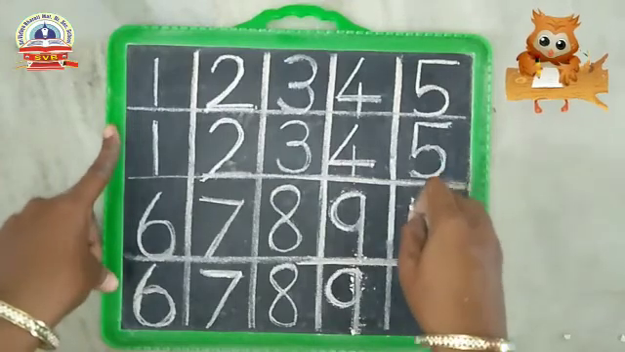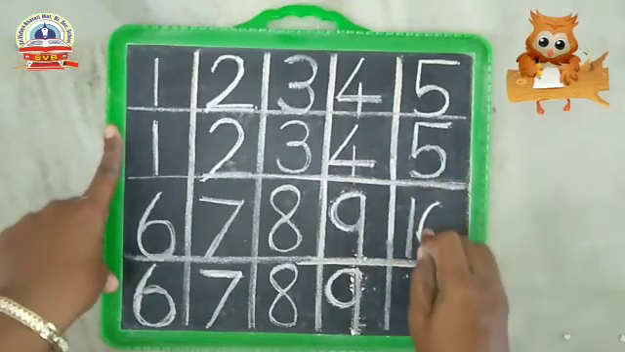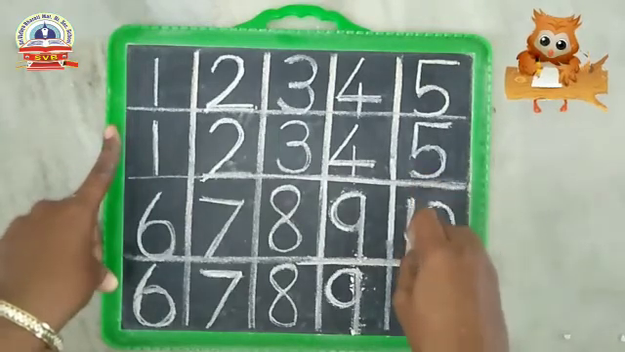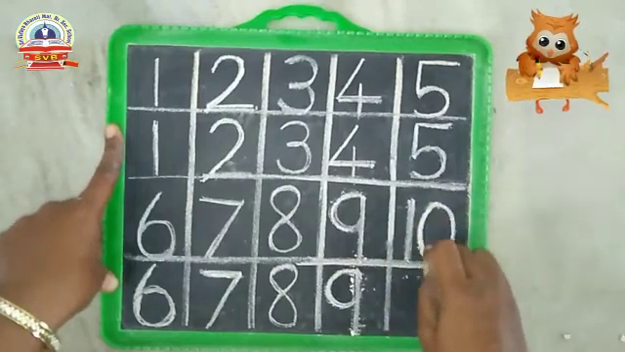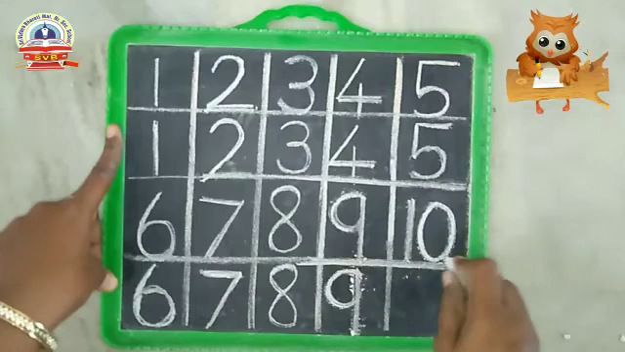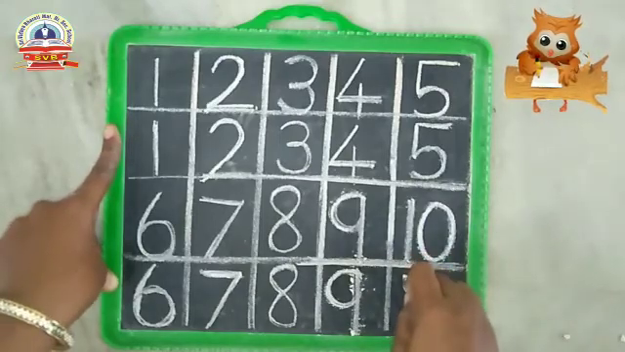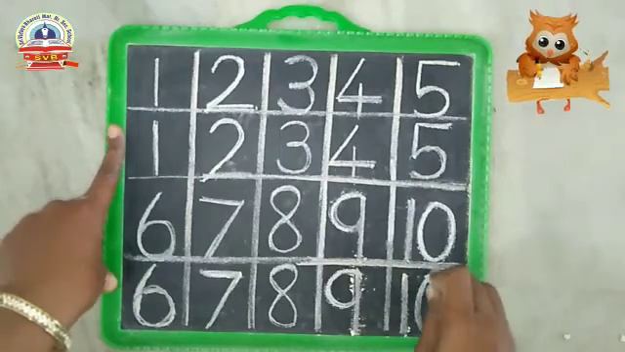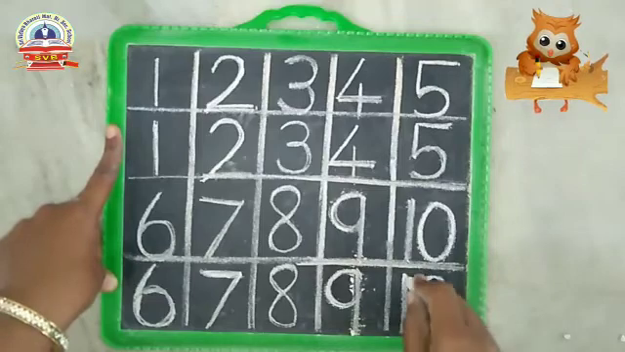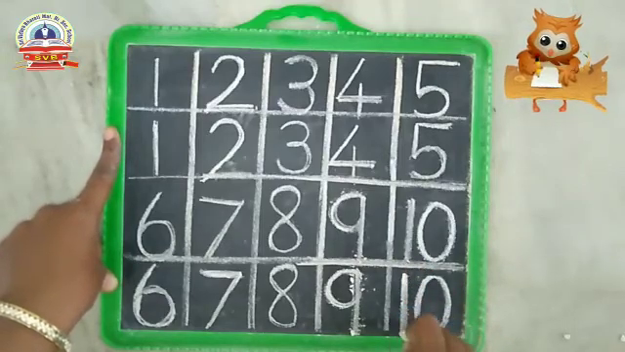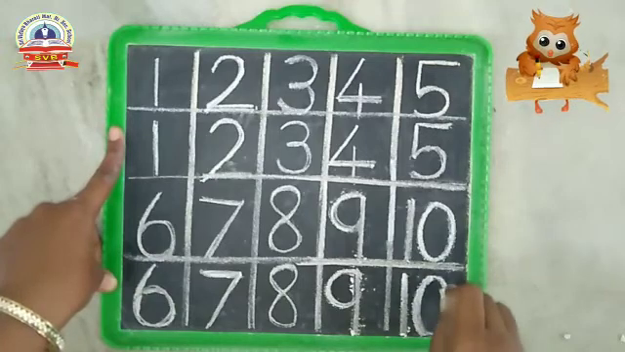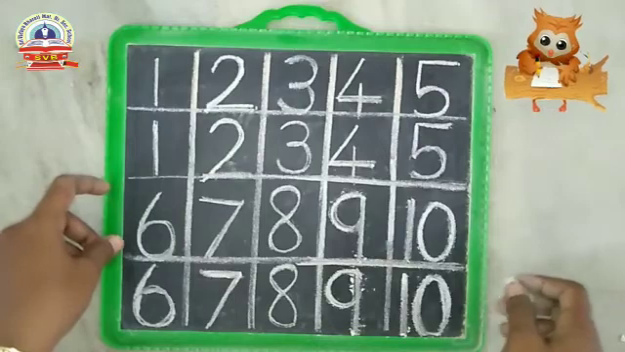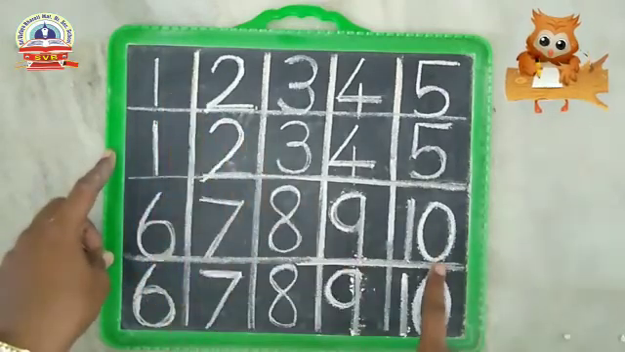See here. Standing line from top to bottom and draw a circle. This is number 10. Write again. Standing line from top to bottom and draw a circle. This is number 10. Write with me. Standing line from top to bottom and draw a circle. This is number 10. Children, I hope you all learnt the numbers from 1 to 10.